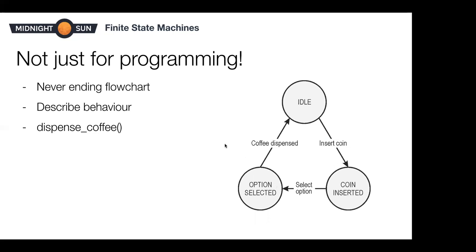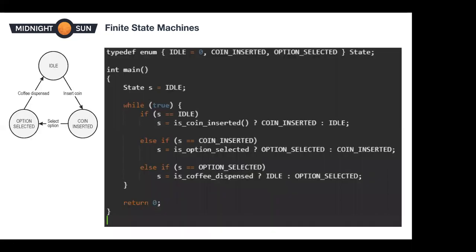The nice thing about FSMs is that they can be described really succinctly in code. So here's some pseudocode for how you could describe this FSM. Is coin inserted and so on are whatever functions, they're pseudocode, but hopefully the point is made. You can describe an FSM with a single state variable to hold what state we're in, and then a bunch of if-else statements in a while loop to transition between states.